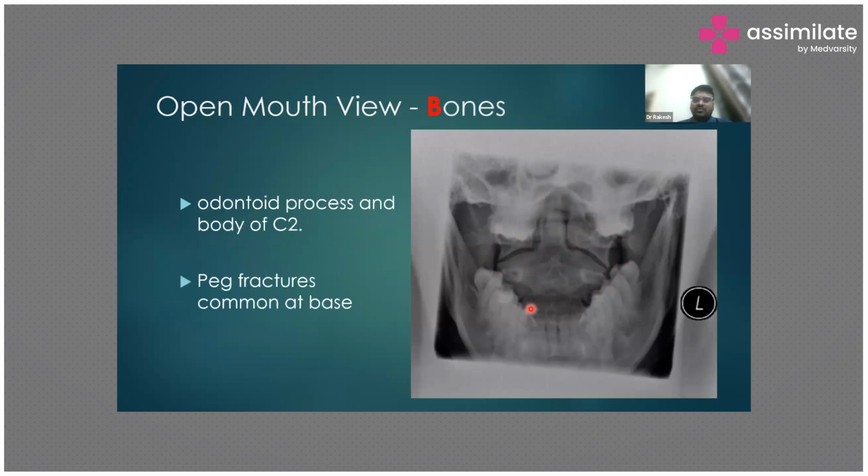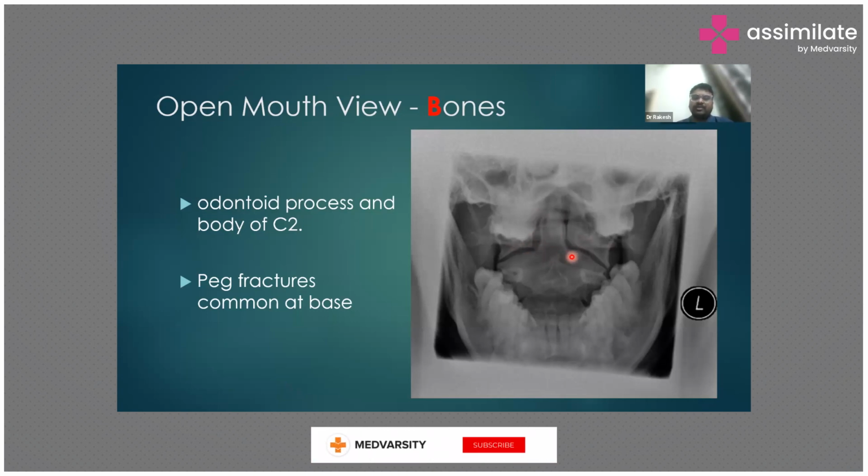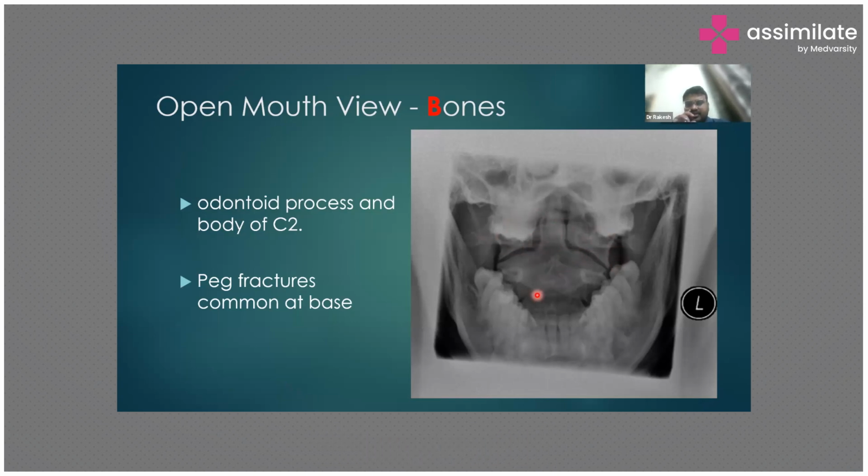Now look for individual bones like your odontoid process of C2, and the peg fractures are common around the base of the odontoid process. So this is where usually the odontoid peg fractures happen. So look for each and every bone to look for any obvious fractures or any structural abnormalities.